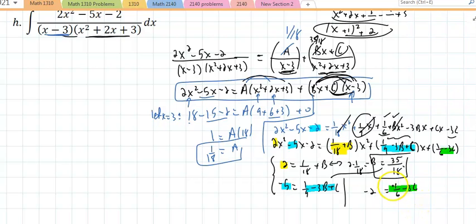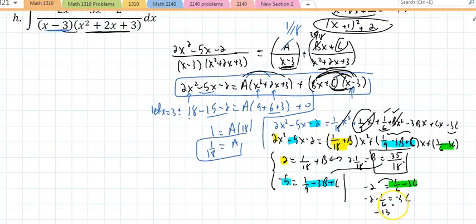That would be negative 2 minus 1 over 6 equal negative 3c, or negative 13 over 6 equal negative 3c. So if you multiply by 1/3, c will equal 12 over 18, positive.